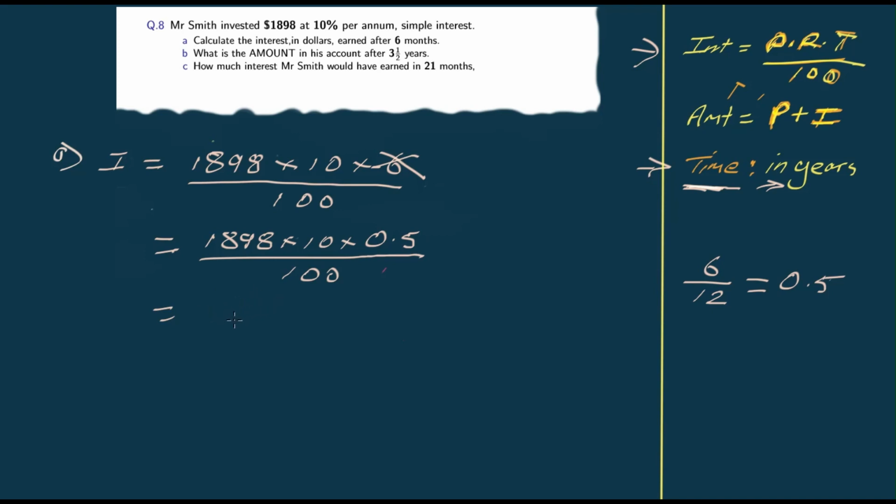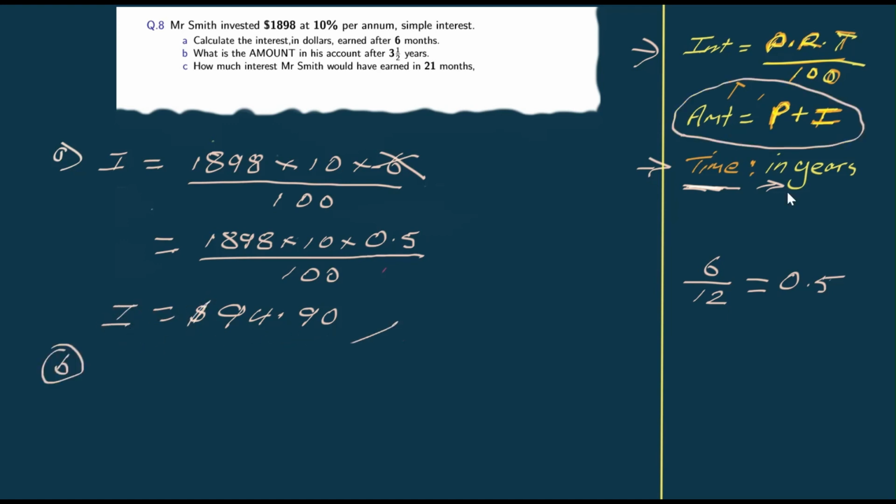When we worked this out in the calculator, we got an answer of 94.90. So our interest in this case is $94.90. The second question asks us what is the amount in his account after 3.5 years.